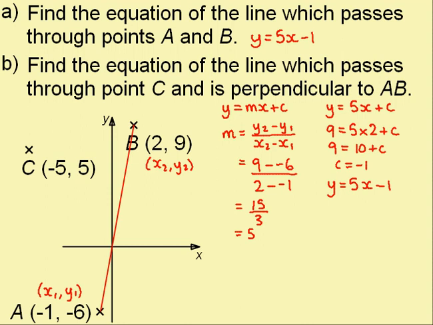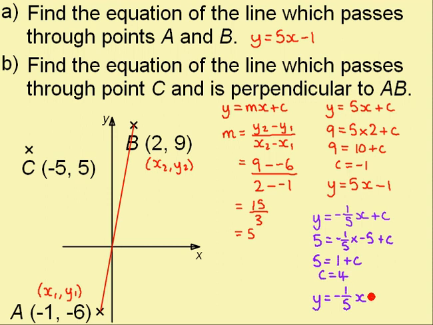Now in part B, I'm asked to find the equation of the line which passes through point C and is perpendicular to AB. So the gradient will be perpendicular to 5. That tells me that the gradient will be minus 1/5. So it's going to be minus 1/5 x plus c. Now to find c, I'm going to use the only point I've got, which is this one here. Y is 5. So I've got 5 equals minus 1/5. X is minus 5, so that's times minus 5, plus c. So 5 equals minus 1/5 times minus 5 is 1, plus c, so c must be 4. So the equation is y equals minus 1/5 x plus 4. And this is the answer to part B.